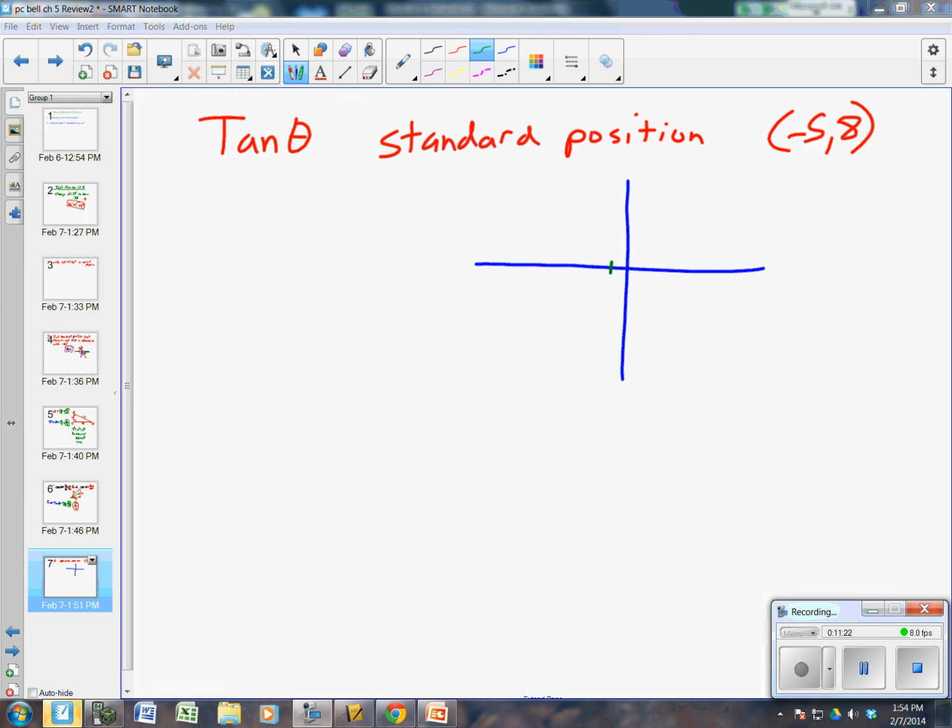Okay, so you guys, when I do this one, I'm going to graph the point -5, 8. So if I count over 1, 2, 3, 4, 5, then 1, 2, 3, 4, 5, 6, 7, 8. It's going to be over here somewhere, right? I get there by going 5 this way and 8 up that way. I connect it to make my angle. It's in standard position. Okay?